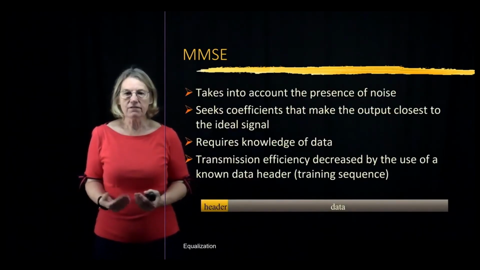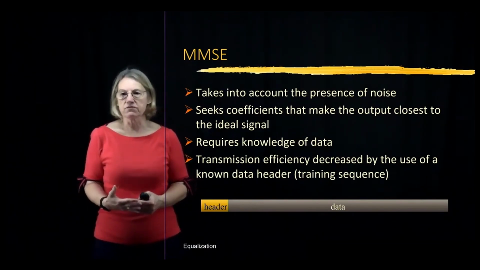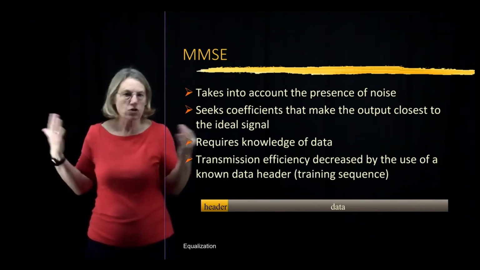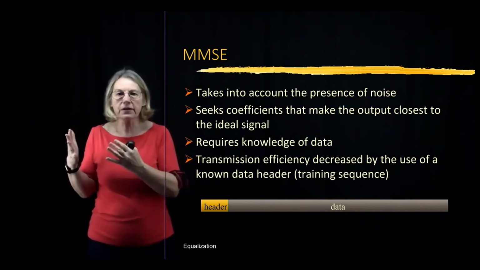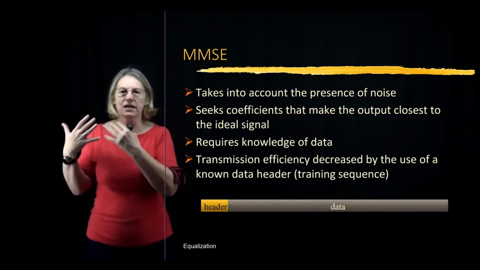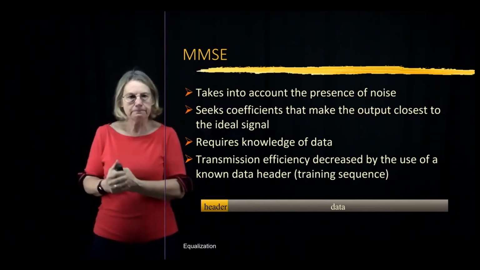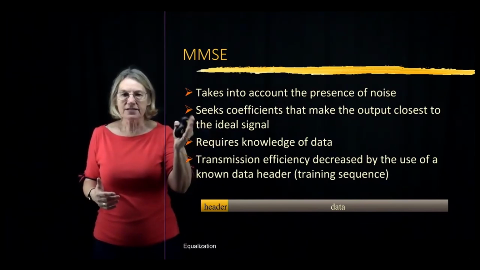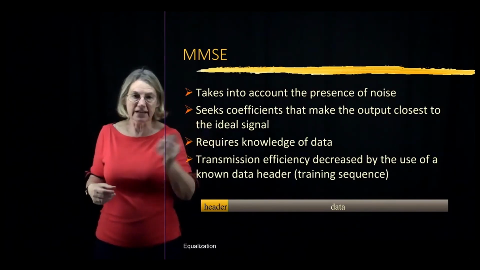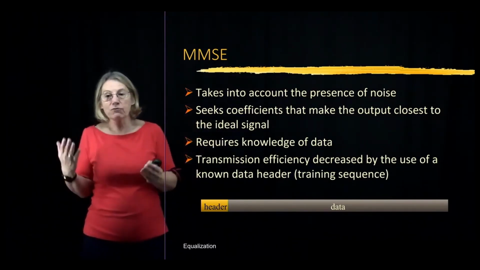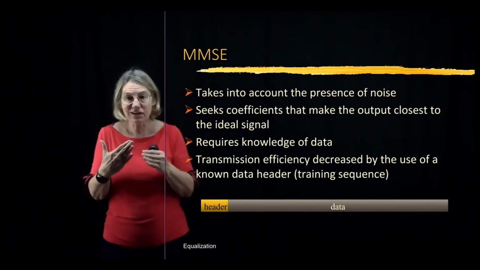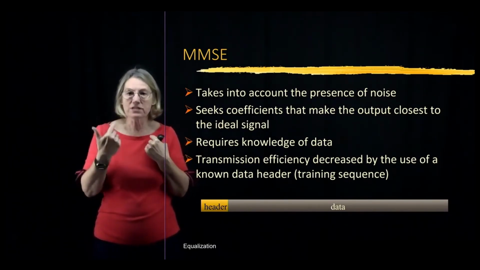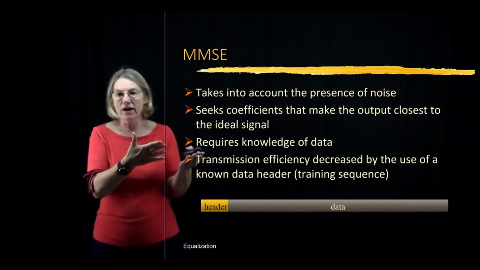So the idea of the MMSE is to take into account the presence of noise, which the zero forcing equalizer completely ignores. It ignores the fact that noise is present, and it simply assumes that the impairment is ISI only, and it works for that. But in this case, instead, we're looking for the proximity. How close is the output of the filter to the ideal signal? Of course, if we want to know how close it is to the true signal, well, we have to know what is the true signal. This is a lot more demanding than knowing the channel. We also have to know the data.